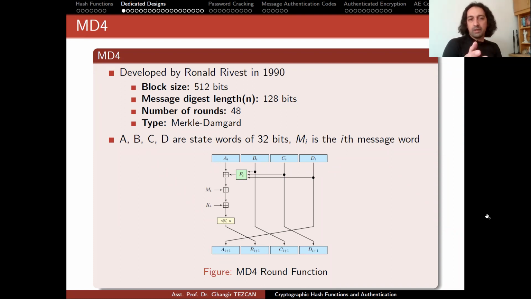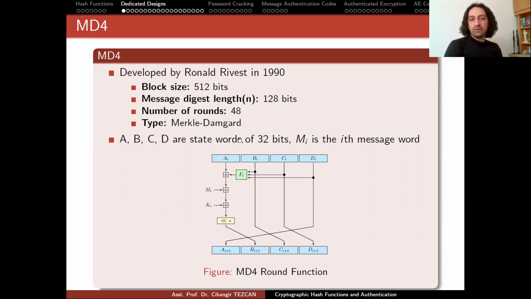It was developed by Ronald Rivest in 1990. It has a block size of 512 bits. Message digest length, in other words, the hash size, is 128 bits. It is like a block cipher construction in this case, so it has rounds, and the number of rounds is 48, and the type is Merkle-Damgard. So remember the Merkle-Damgard construction picture. Here the compression function f is now replaced with MD4.